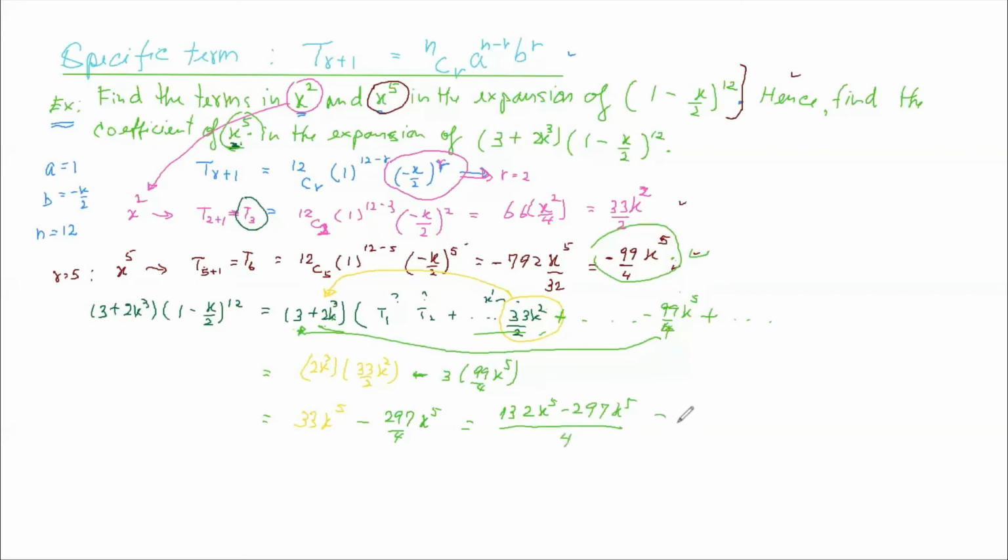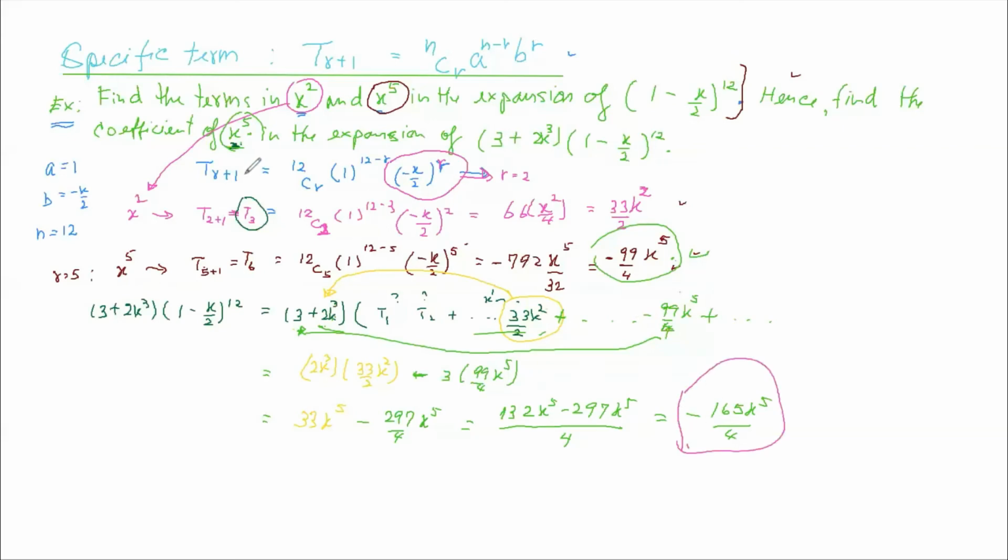So what are we left with? 132 minus 297, so we are left with a negative. So we have negative 165 x power 5 over 4. So this is the final answer.